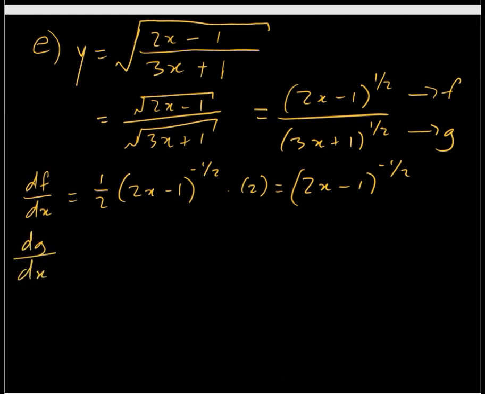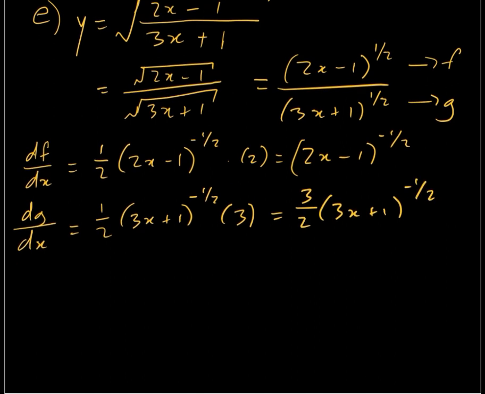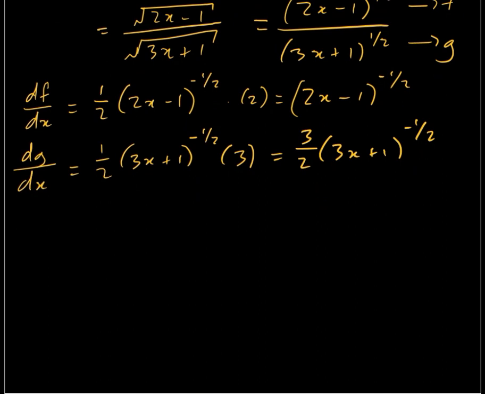And then dg/dx will be very similar. It's a half times (3x plus 1), reduce the power by 1, so a half minus 1 is negative a half, and then times 3. So this is 3 over 2, (3x plus 1) to the minus a half. So again, we want to use the quotient rule, or the product and the chain rule. Let's go with the quotient rule. So I'm just going to write QR. So dy/dx.